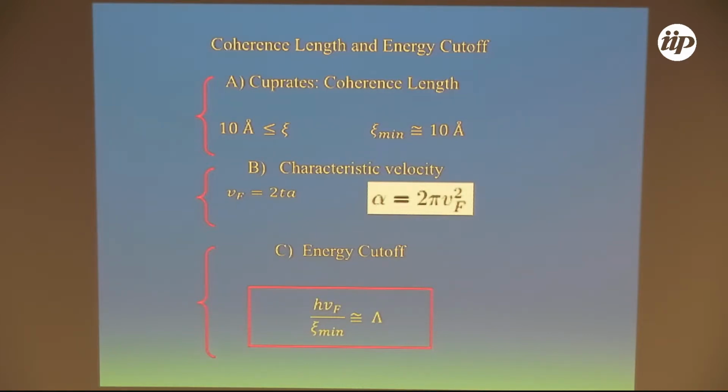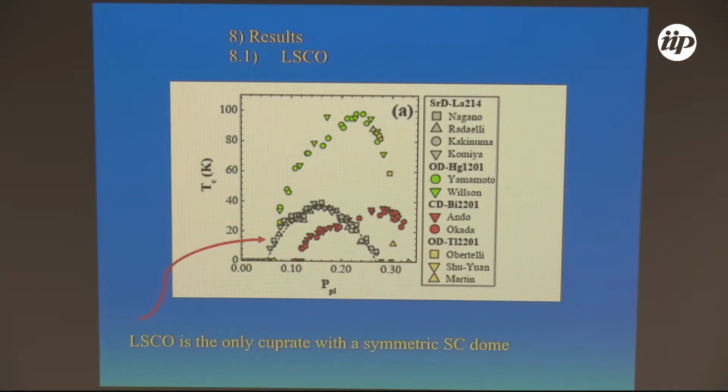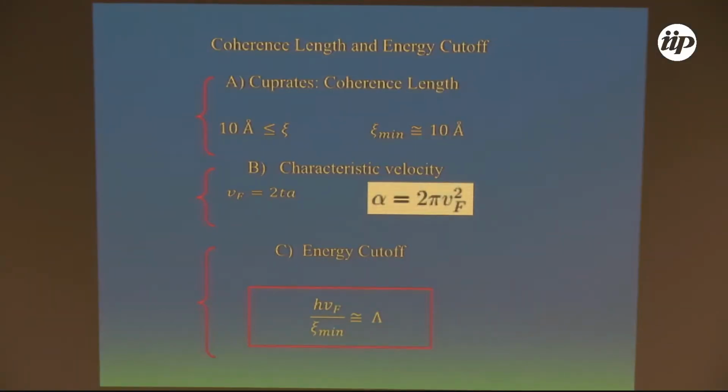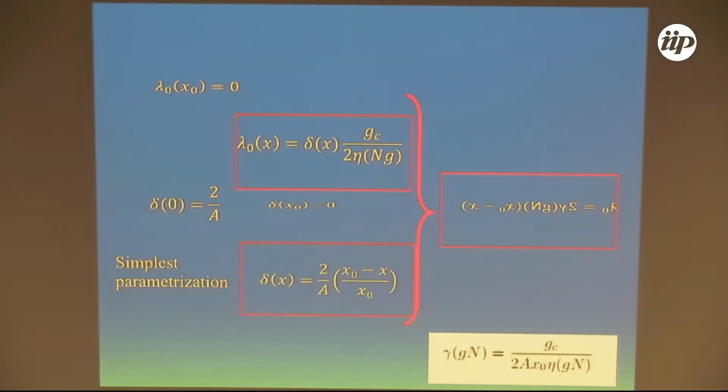Okay, so we are ready to show our results. So we take these superconducting domes of different materials. These are experimental results. So we start with LSCO. We adjust just one parameter, which is this gamma. We are going to compare first our results for single layer, so this n is equal to 1.